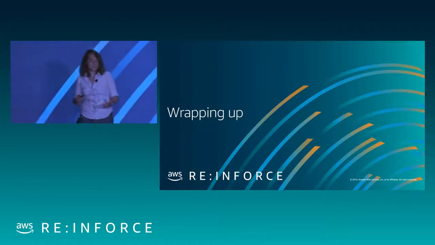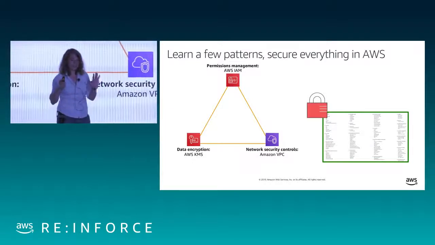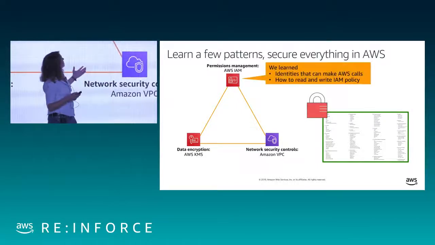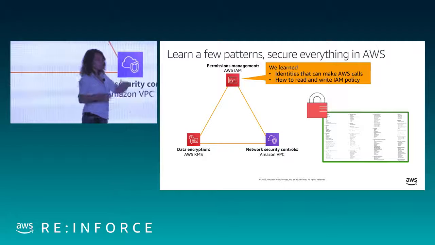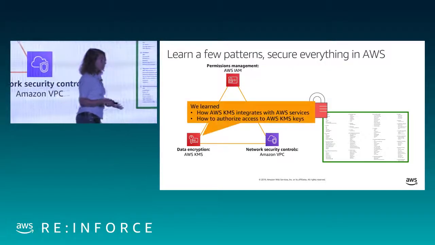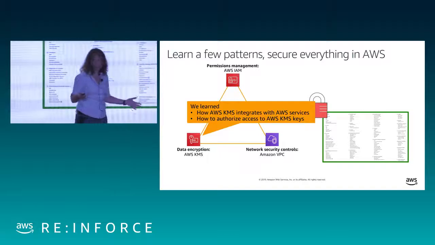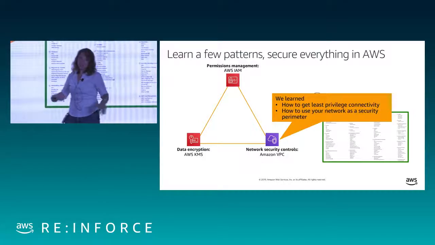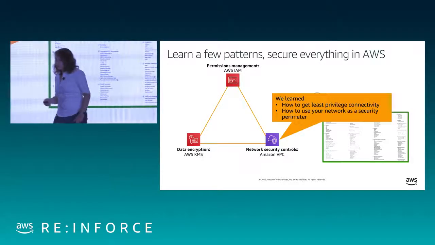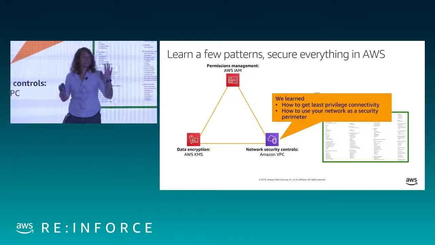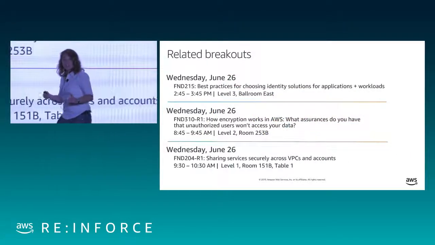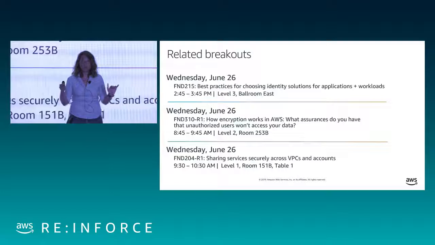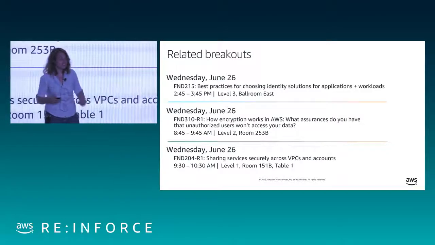All right, so this kind of brings us to the end. So what do we talk about here? We talked about how you can learn a few patterns and secure everything in AWS. We talked about IAM, what that's for, how identities make AWS calls, and how to read and write their policies. Over here we talked about how you protect your data and how easy it is, like what you look for in these AWS services that are integrated with KMS. And then finally we talked about, if you know nothing else about networking, you know about security groups and routing now. So what I want you to do is go back home, apply these patterns to secure your environment. I hope you come away from here able to move a little bit faster on security than you were before.